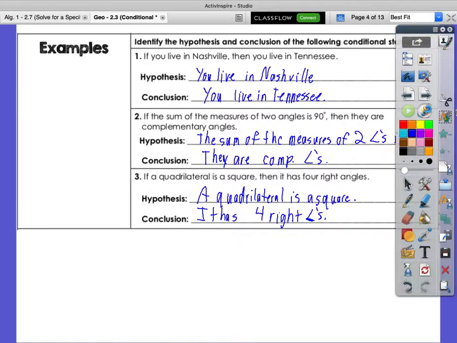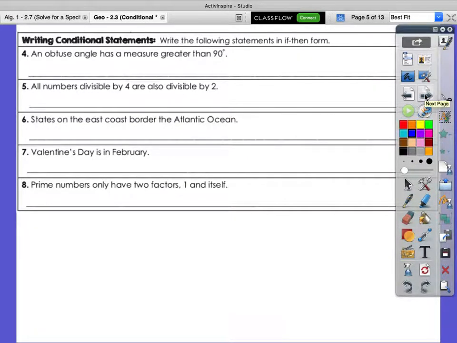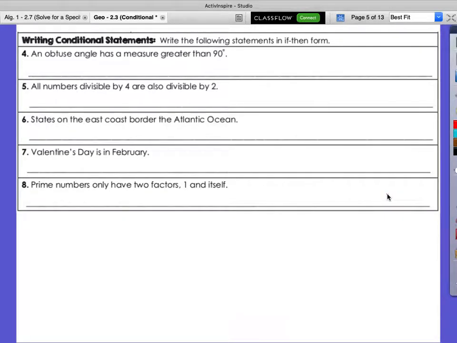Okay. Right below this, we're going to practice writing a conditional statement. So we're going to take a regular sentence, and we're going to turn it into an if-then statement, and we're going to learn how to do this a specific way. An obtuse angle has a measure greater than 90 degrees. So we need to have if something, then something. Anyone have any ideas here?